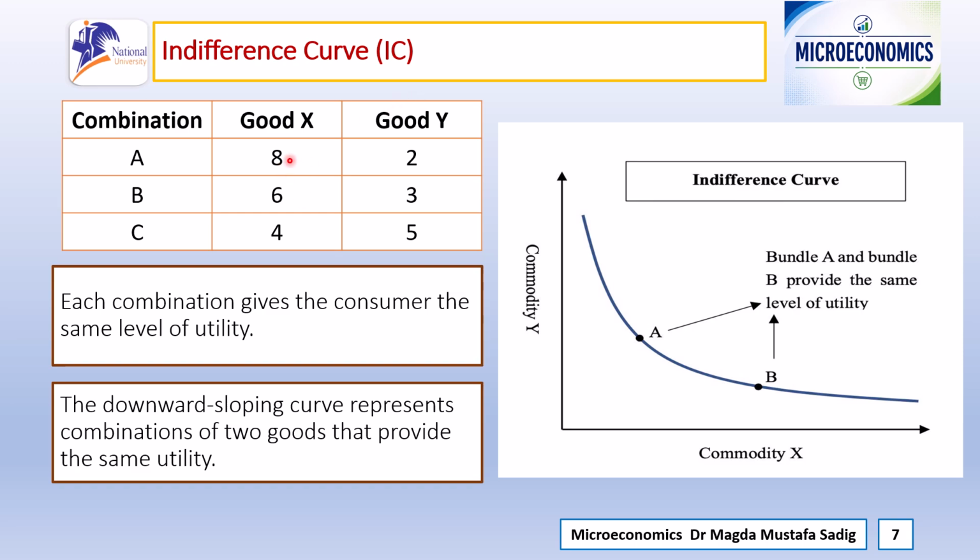Combination A contains 8 units of good X and 2 units of good Y, and combination B contains 6 units of good X and 3 units of good Y, while combination C contains 4 units of good X and 5 units of good Y. Although these combinations contain different quantities of each good, they all provide the consumer with exactly the same level of satisfaction. That is why they all lie on the same indifference curve.